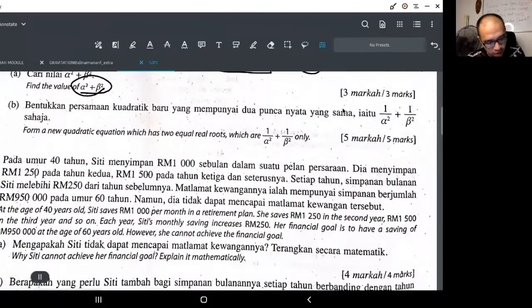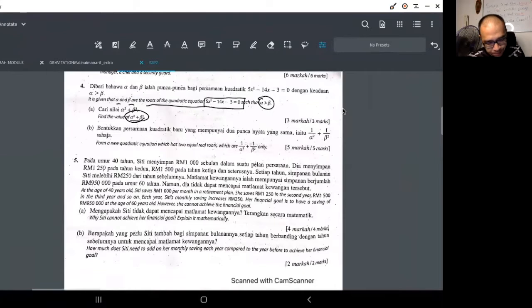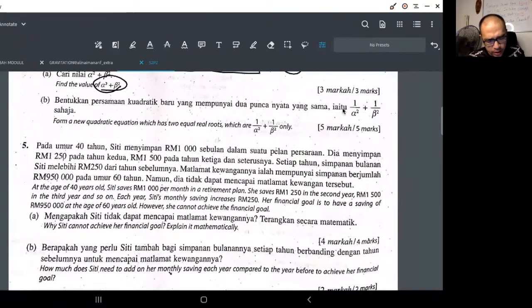go to question number 5. Now, at the age of 40 years old, Siti saves 1,000 ringgit per month in the retirement plan. She saves 1,250 in the second year, 1,500 in the third year, and so on and so forth. Now, each year, Siti's monthly saving increases 250 ringgit. Okay, wow, it's given. So nice. Her financial goal is to have a savings of 950,000 at the age of 60 years old. However, she cannot achieve the minimal goal.